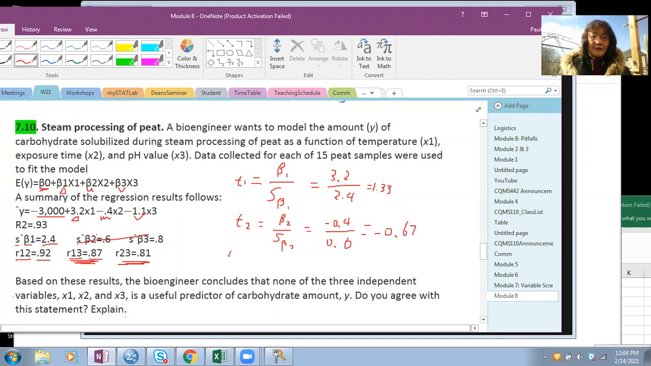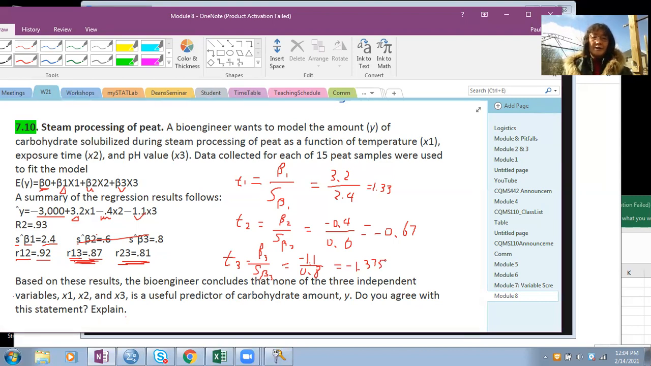Okay. And next, the test statistic for x3 is beta 3 over standard error for beta 3. Beta 3 is negative 1.1. Standard error for beta 3 is 0.8. So the result you get is negative 1.375. Okay, so that is the test statistic.